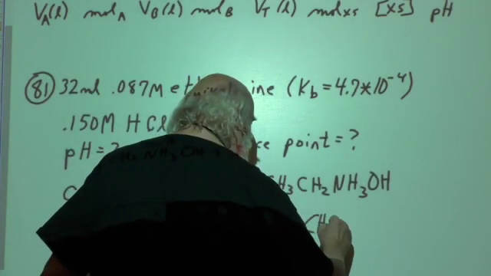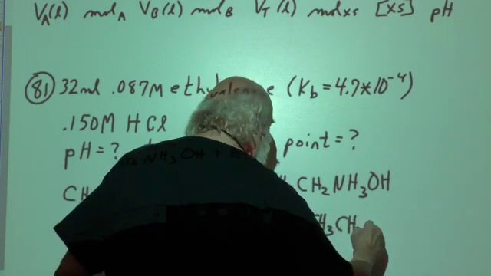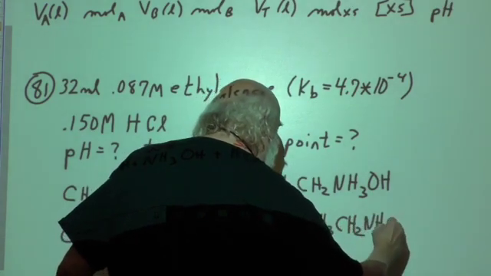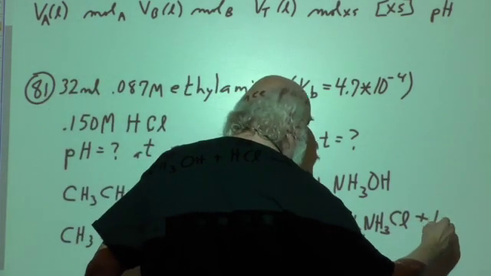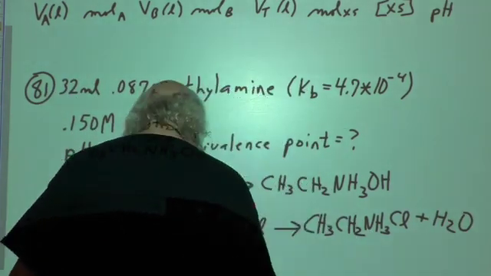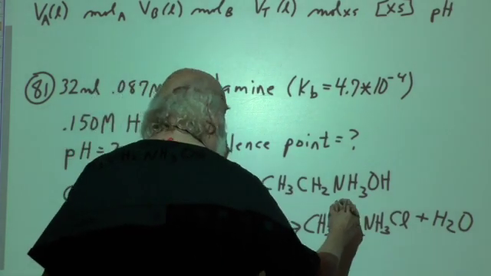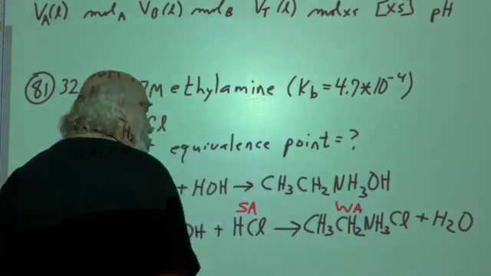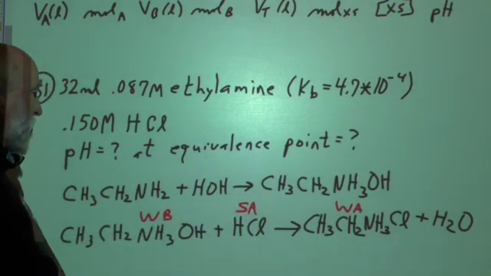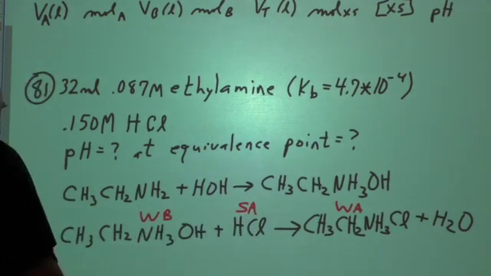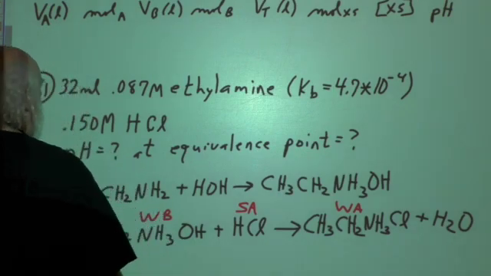You give us CH3CH2NH3Cl plus water. And that is our weak acid. That is the conjugate of the weak base right here. So, we can start doing some calculating.